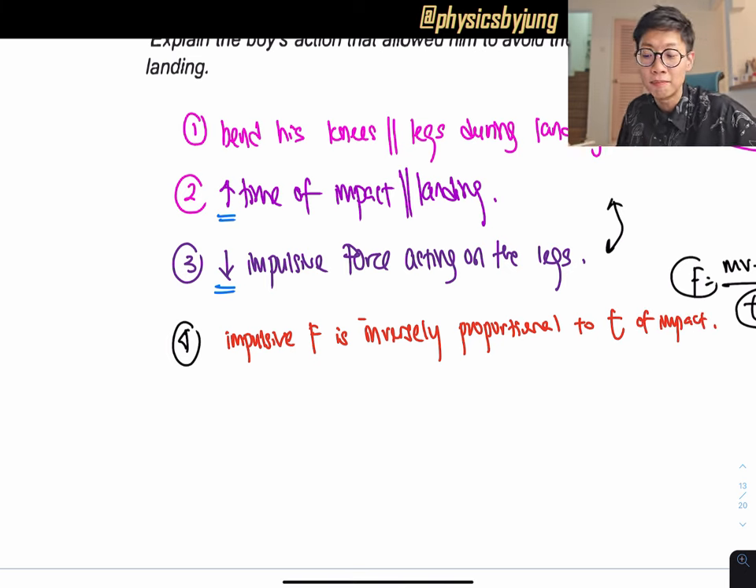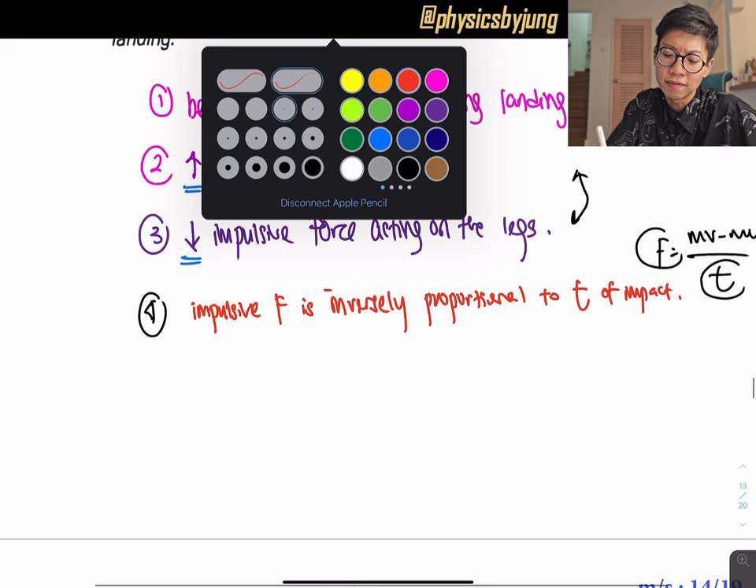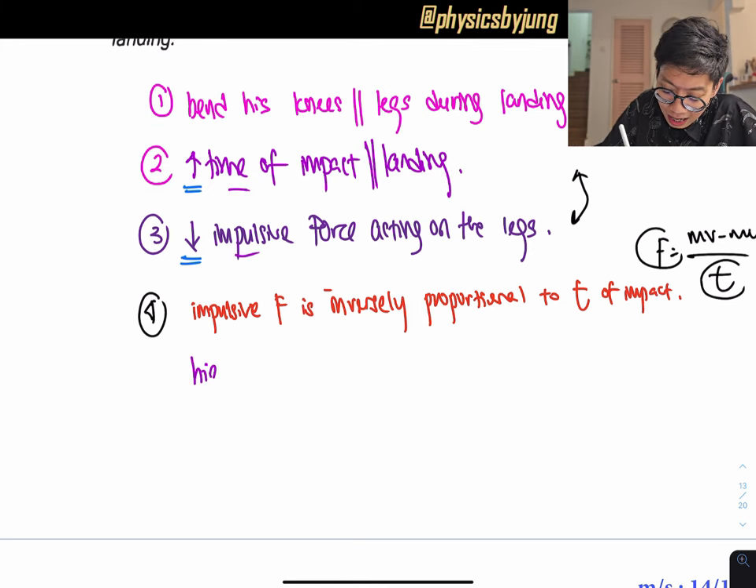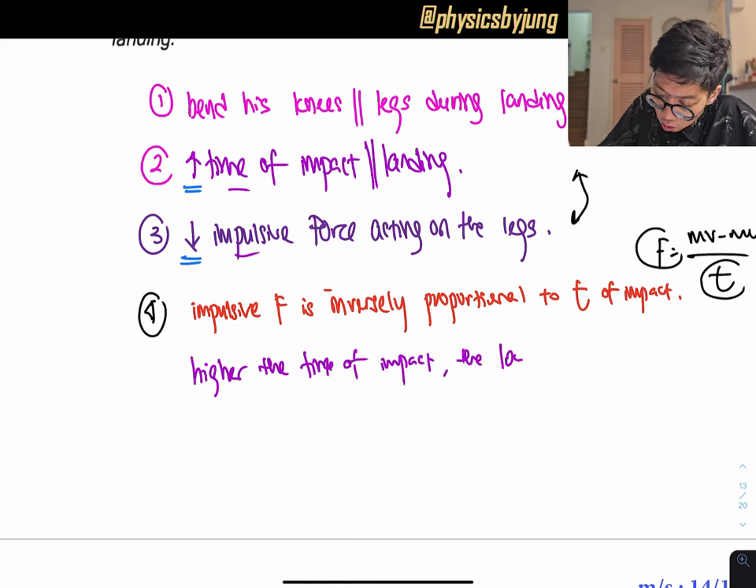Okay, then don't just say time of impact. But if you feel like, how did you write inversely proportional? Sometimes we'll get it wrong. Then I'll tell you what to do. You can say, why time of impact higher, lower impulsive force? Then you just relate them, because the higher the time of impact, the lower the impulsive force.